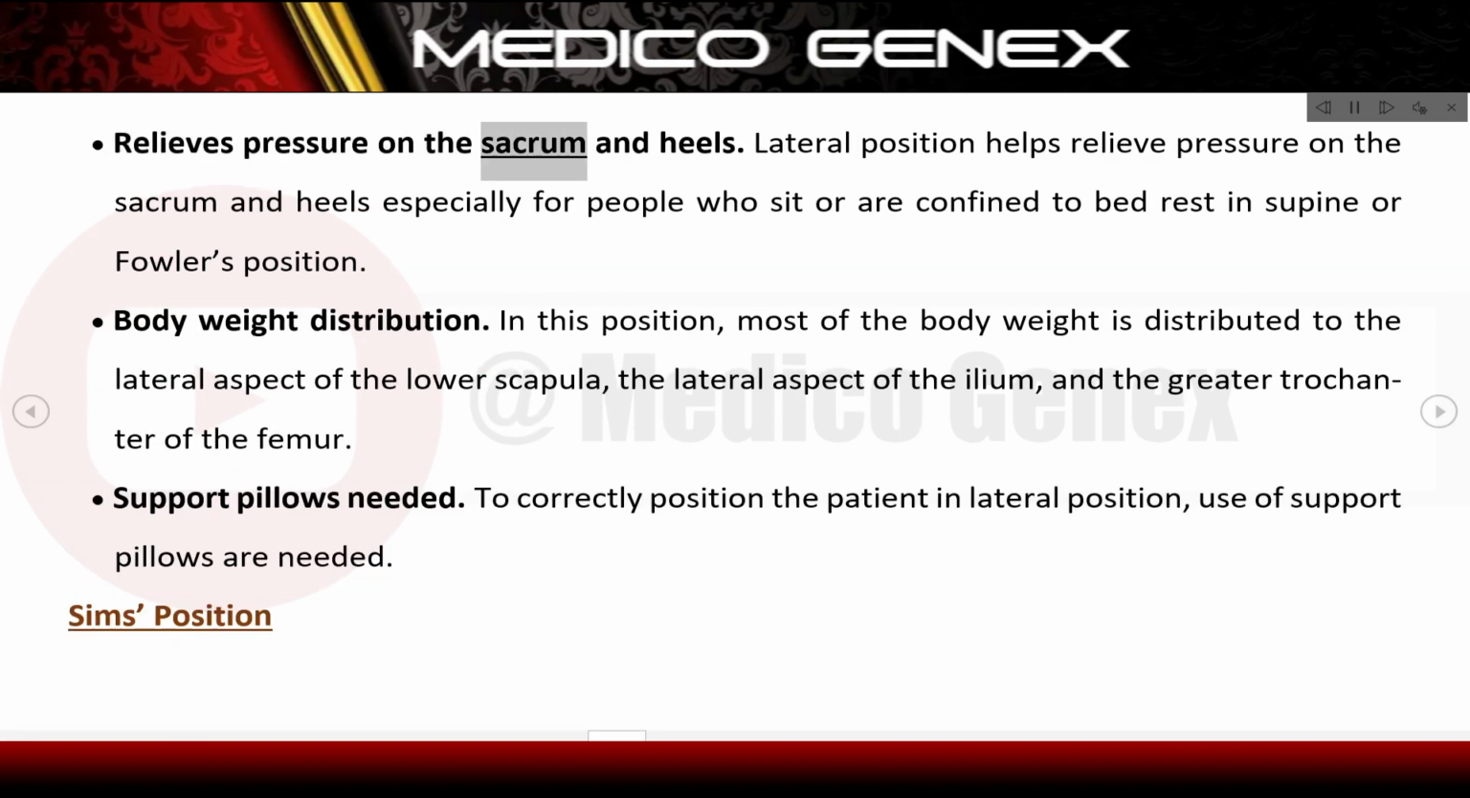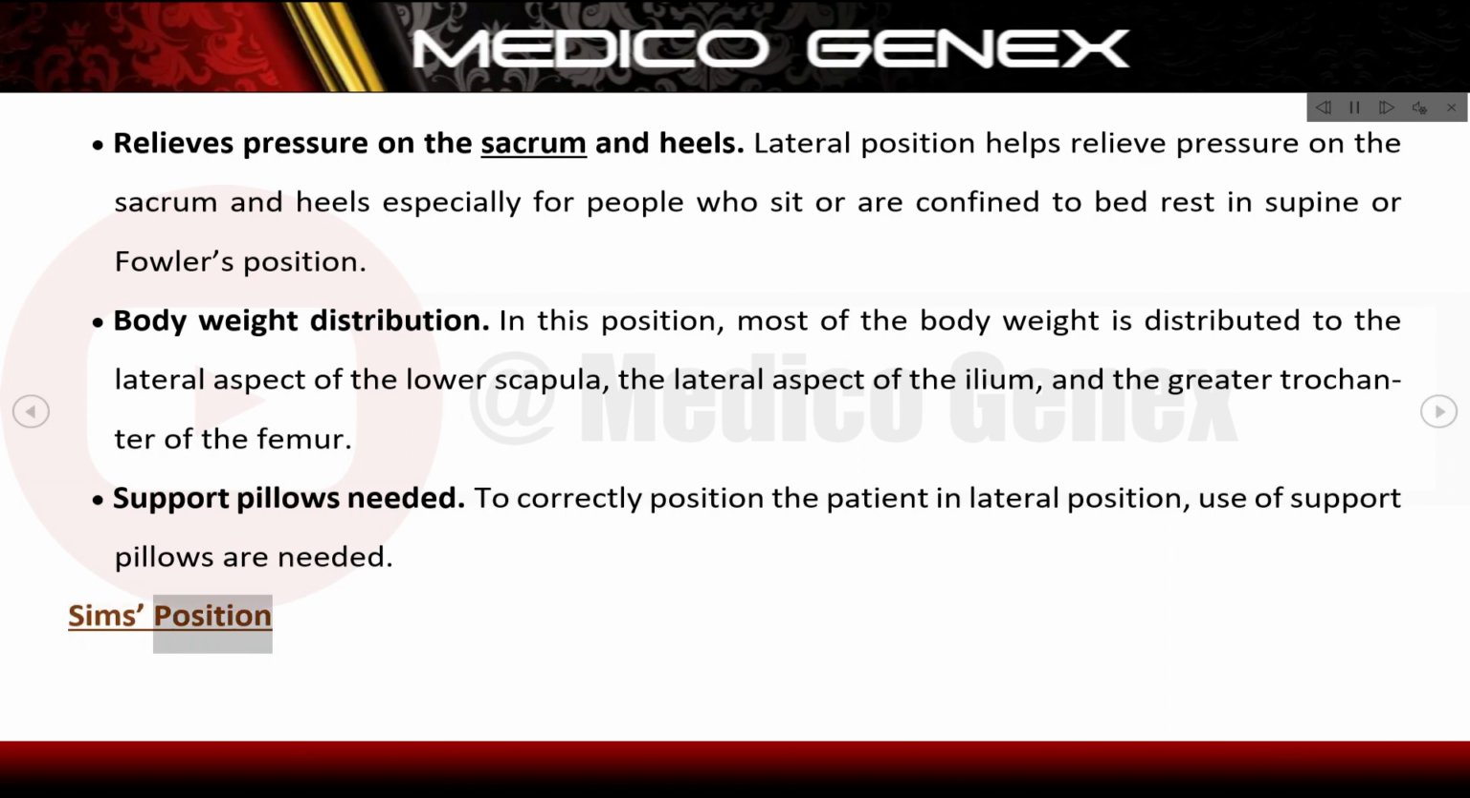Relieves pressure on the sacrum and heels. Lateral position helps relieve pressure on the sacrum and heels, especially for people who sit or are confined to bed rest in supine or Fowler's position. Body weight distribution. In this position, most of the body weight is distributed to the lateral aspect of the lower scapula, the lateral aspect of the ilium, and the greater trochanter of the femur. Support pillows needed. To correctly position the patient in lateral position, use of support pillows are needed.